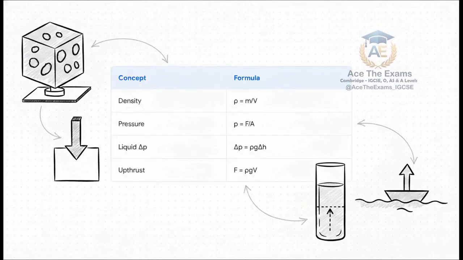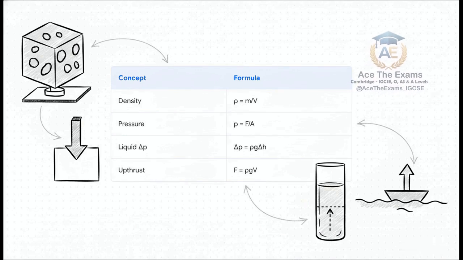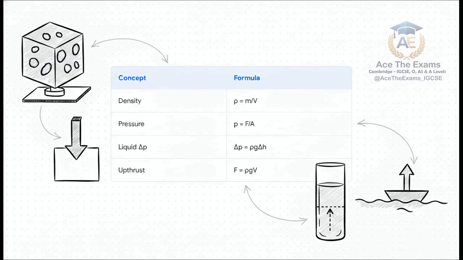All right, to really cement this in your brain before the exam, I've built this visual cheat sheet for you. Density, mass over volume. General pressure, perpendicular force over area. Liquid pressure change, rho times g times depth change. And upthrust, rho times g times volume.